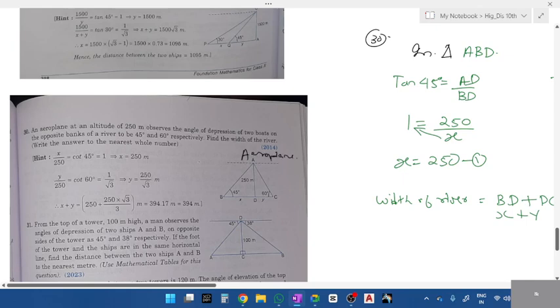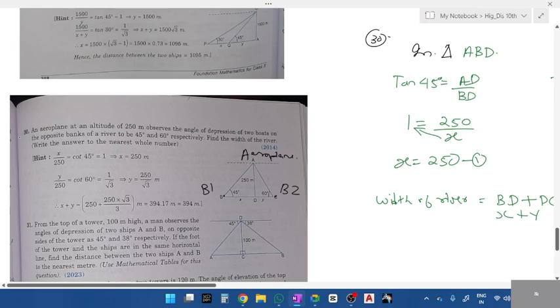Then there are two people. Read the next one, Mariana. Of two boats. What do you mean by angle of depression of two boats? From the aeroplane, if you see, there are two boats. Where are the two boats? B and C are two boats, right? This is boat 1 and this is boat 2. So that angle of depression, we can take it as angle of elevation. From the aeroplane, you see the boat, it is angle of depression. From the boat, if you see the aeroplane, it is angle of elevation. Both the angles are same.